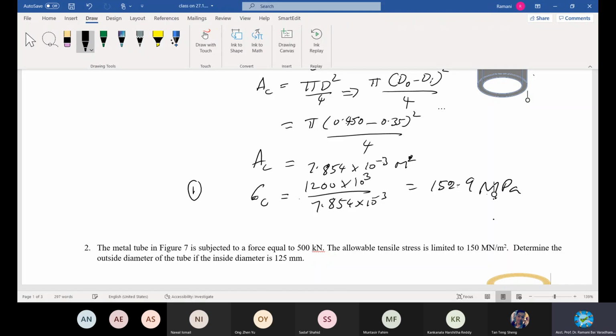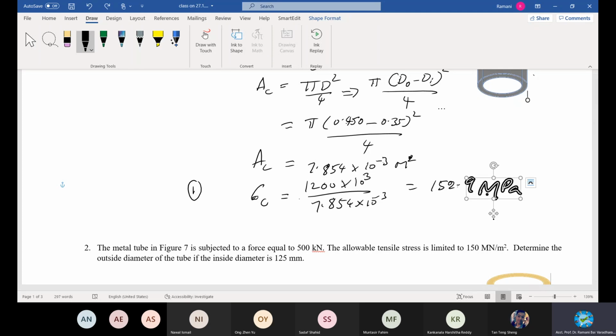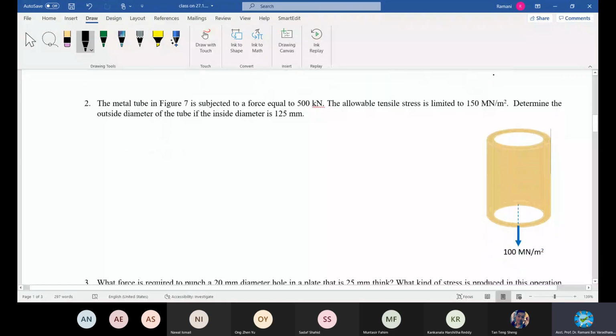152.79 megapascals. Okay, I will double check later. 79, 79. What's happening? Undo. Okay. 79 megapascal is our answer. Okay, let it be. Now move on to the next question.